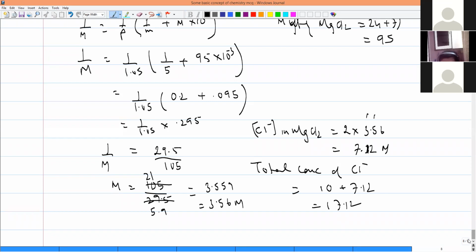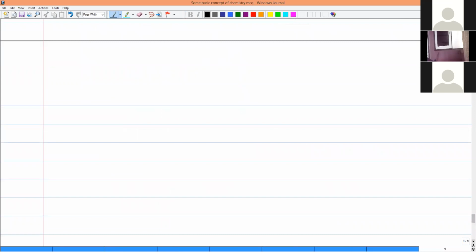Okay. Next. 100 ml of 5 molar NaOH were added to 200 ml of another NaOH solution with density 1.5, containing 20% of NaOH. What will be the volume of the gas liberated when aluminium reacts with this final solution? My God, such a difficult question.